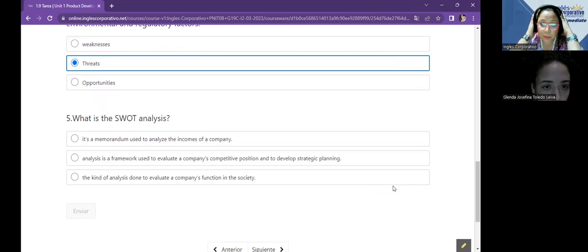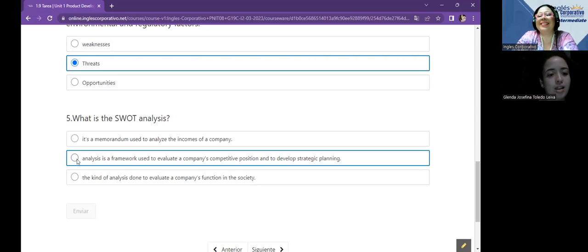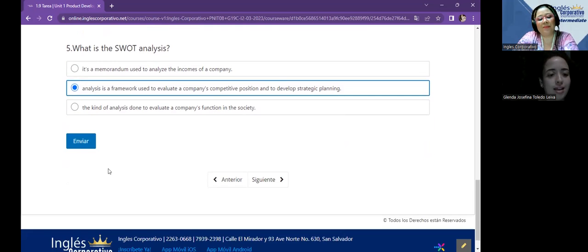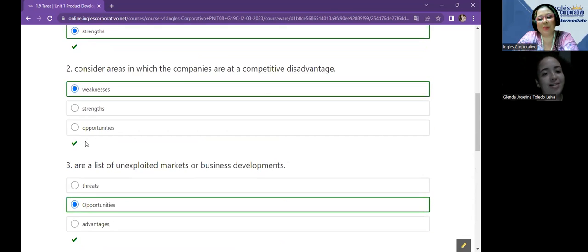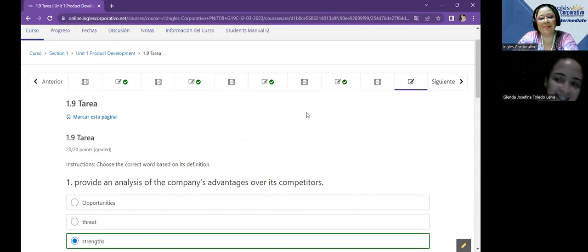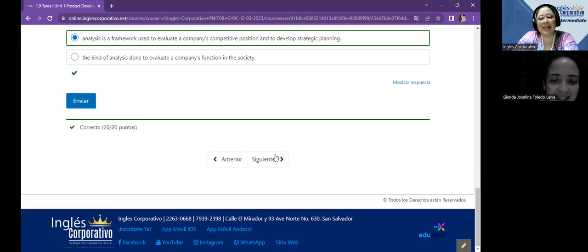What is a SWOT analysis? It's a company analysis framework used to evaluate the company's competitive position and to develop strategic planning. The kind of analysis done to evaluate the company's function. I think that is. Yes, you're right. There you go. Yes, we did it, Glenda. Okay. Great.